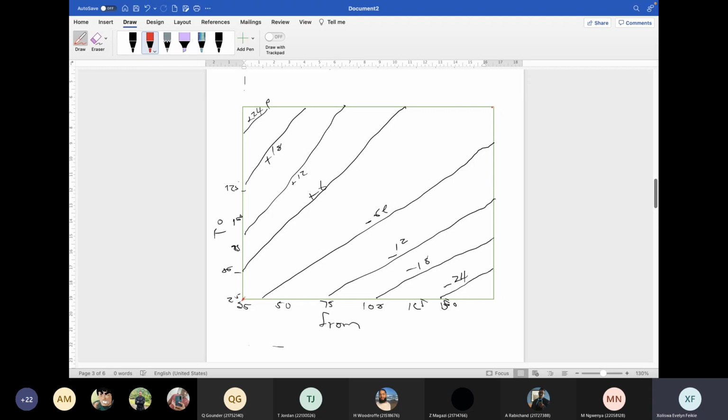Let me just do one. It will not be straight. Yours is supposed to be straight, but because you're using a ruler, that's your line, straight line. This is your 0 line, right? Anything below this, you minus.